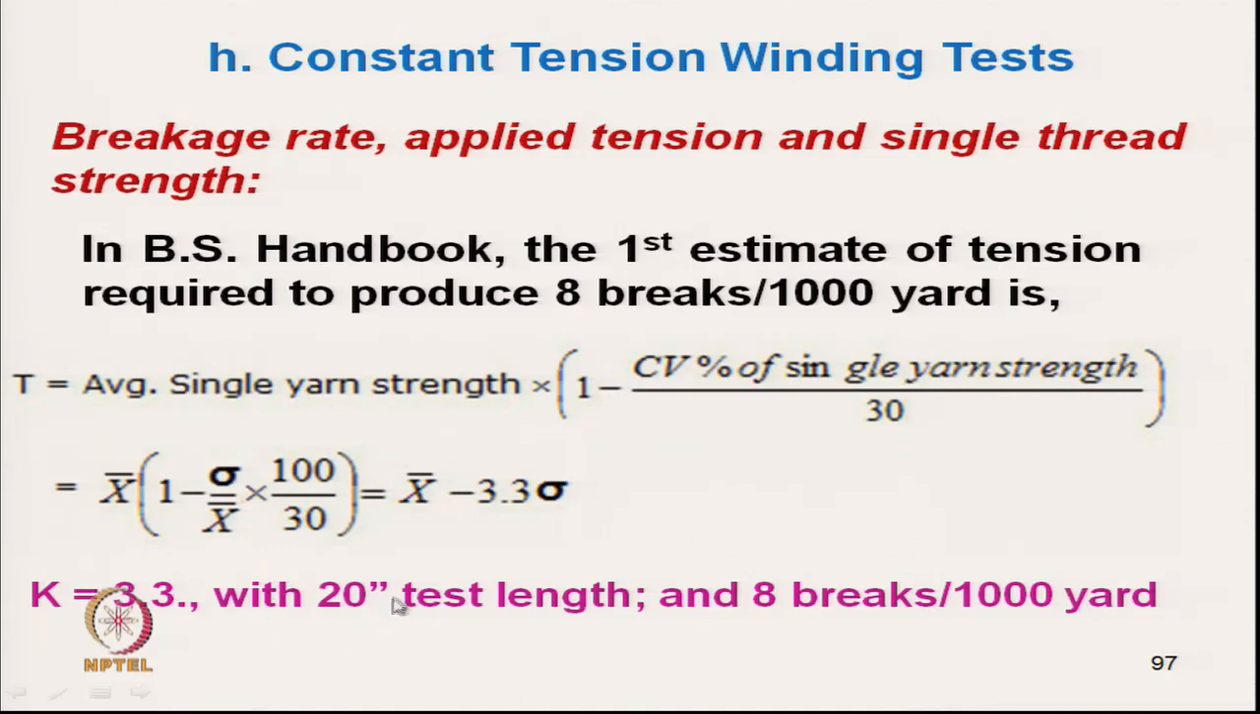We have to set the gauge length for this static test, and we have to set the T value, the breakage rate, in such a fashion that the breakage rate becomes 8 breaks per 1000 yard. Only in that case will the k value be 3.3.